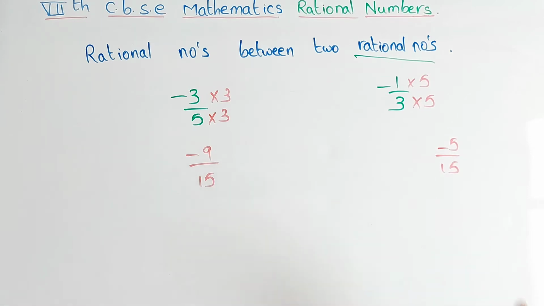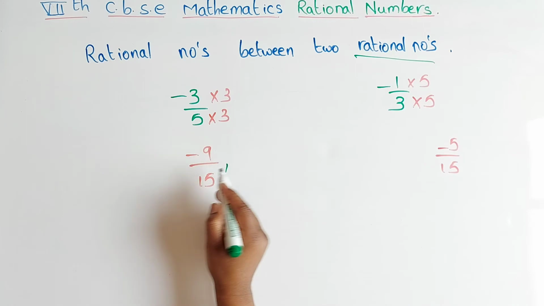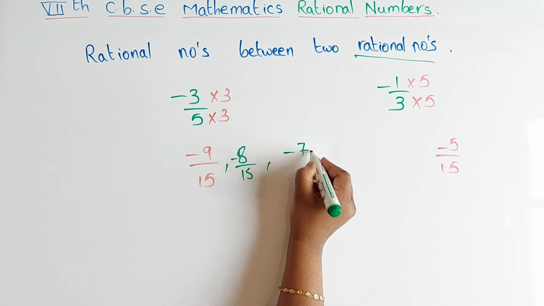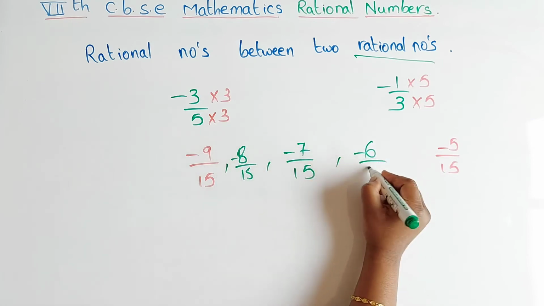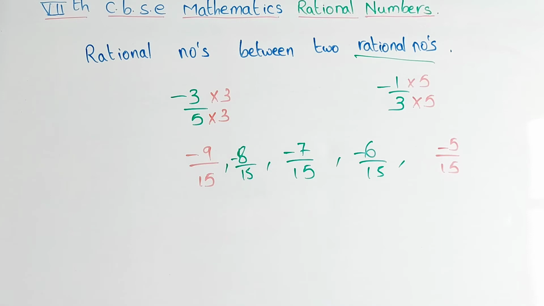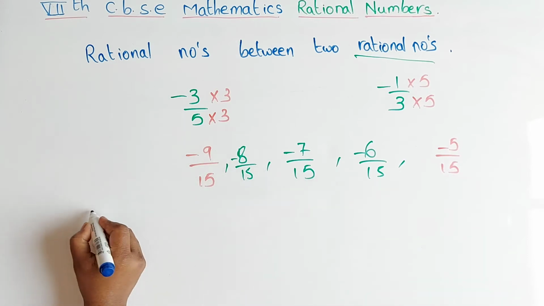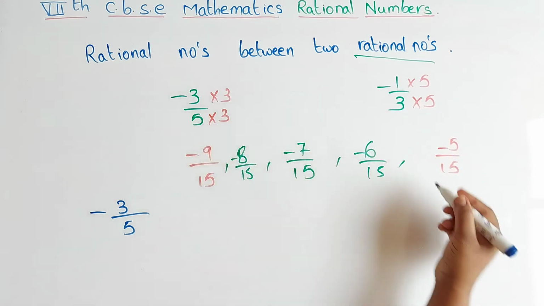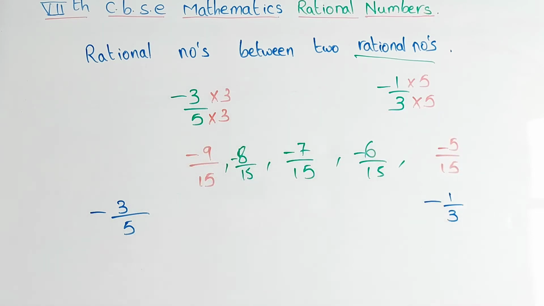Now we can write many rational numbers in between, children. Minus 9 by 15, minus 8 by 15, minus 7 by 15, minus 6 by 15, now minus 5 by 15. Correct, children? Not only these numbers, children, we can write many more rational numbers in between minus 3 by 5 and minus 1 by 3. You just multiply the denominator with different numbers, but you have to make both the rational numbers' denominators the same.